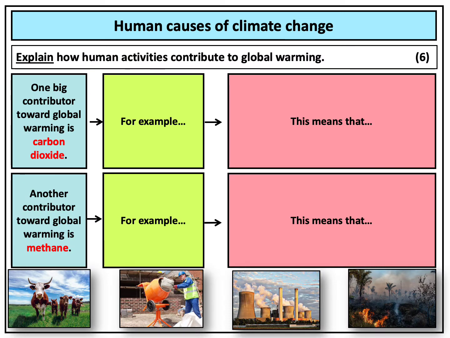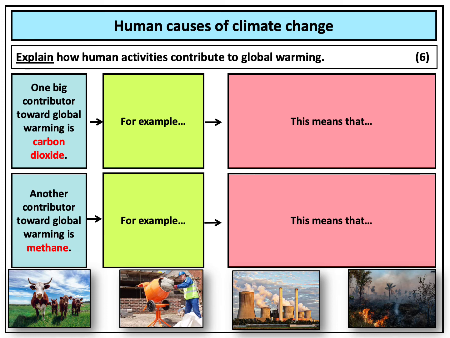So what I thought you could have a go at now is explaining how human activities contribute to global warming, and this would be around about a 6-mark question in your exam. So I would like you to have a go at doing this using the PDL structure, point, develop, link, and I have given you your sentence starters for each point.